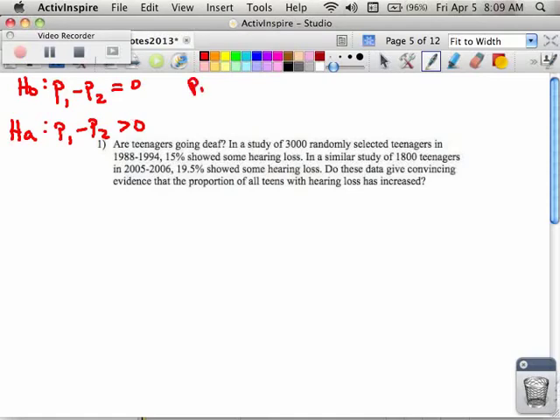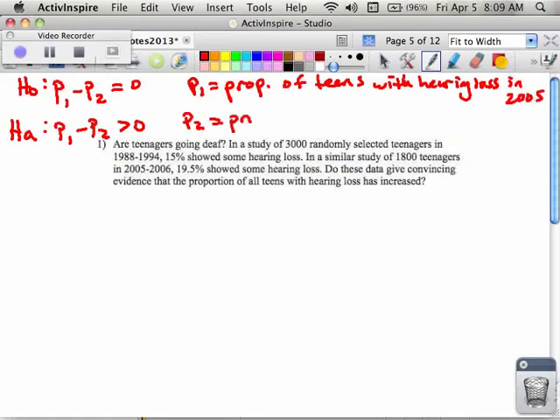So I'm going to say that P1 equals proportion of teens with hearing loss in 2005, and P2 will be the proportion of teens with hearing loss in 1988. So you can go about it a couple different ways. I mean, if you want to write down 2005, 1988, you go right ahead. Less writing for me is good.